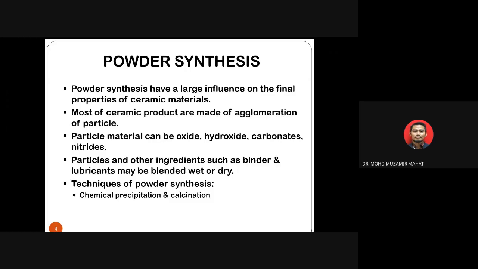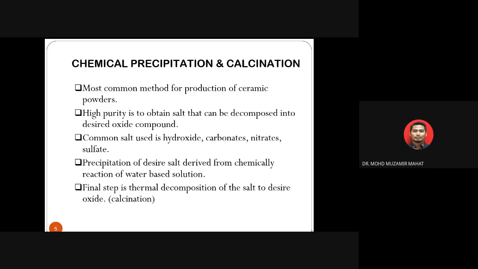So these particles can be oxides, hydroxides, carbonates, and nitrides. Particles and other ingredients such as binder and lubricants may be blended wet or dry. And techniques of powder synthesis include chemical precipitation and calcination, for example. What are chemical precipitation and calcination?